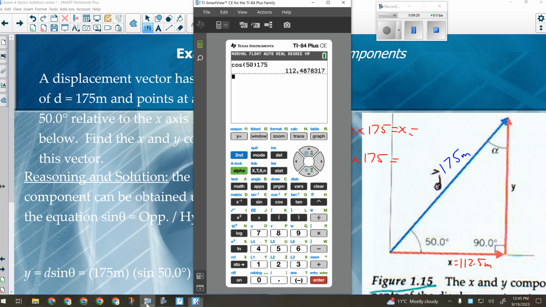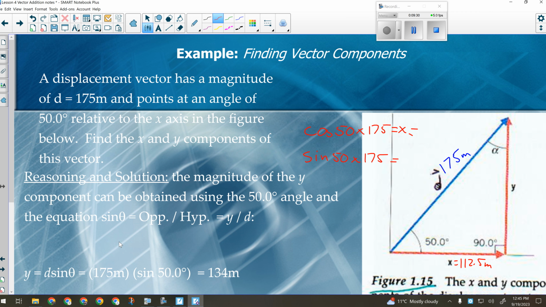So sine of 50 times 175 gives me 134.1. So in following that 175 meter vector, this object goes to the right 112.5 meters, and it goes up 134.1 meters. I've just found the x and y components of that vector. You would have done exercise after exercise like that in Math 10 when you were doing the geometry. Questions so far on finding the x and y components? Everyone's okay with that so far?